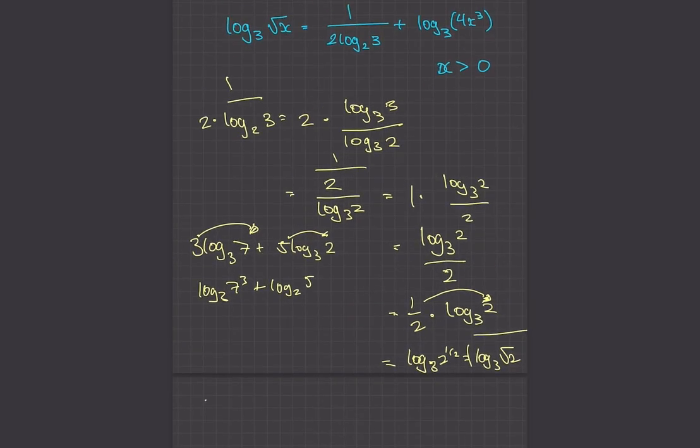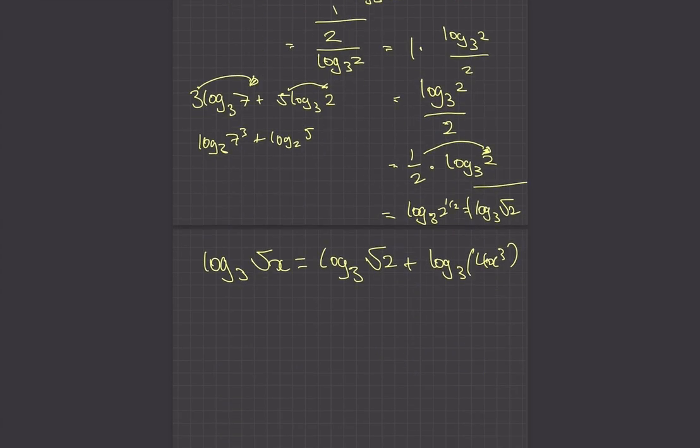Now let's plug it back in. Log base 3 of root x equals, we just said this is log base 3 of root 2 plus log base 3 of 4x cubed. Right? Now, another log law is when we're adding logarithms like this, we can combine them, but they have to have the same base. Same base, we can combine them and multiply whatever is inside.